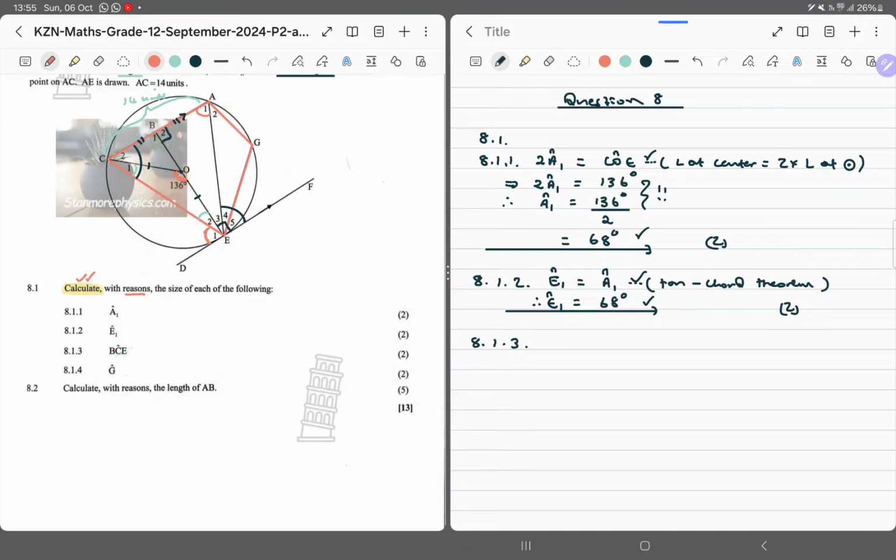Anyway, BCE. BCE. Can you see we want that angle? Now we have to do a very smart thing. I mean, it's just 2 marks, guys. So what does that mean? Now we need to realize something.